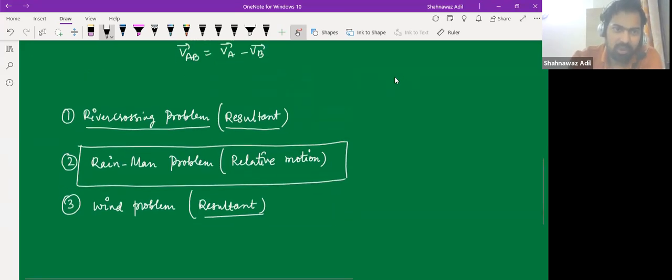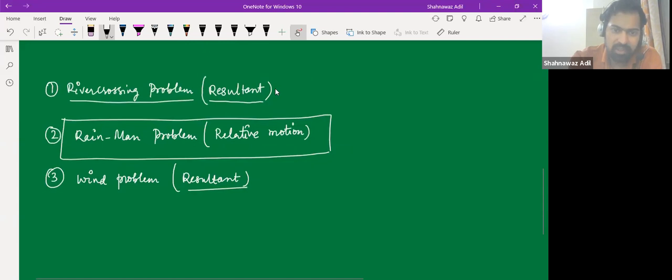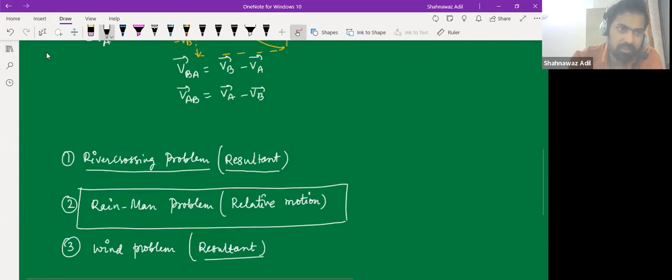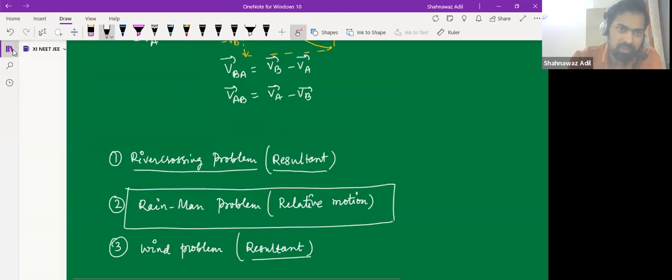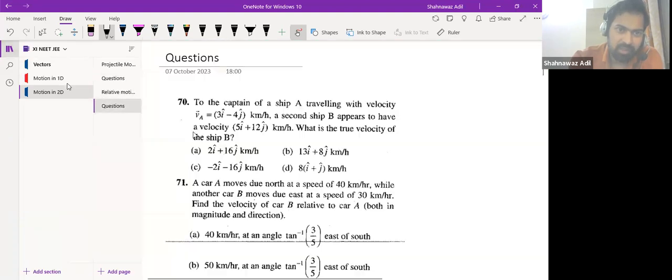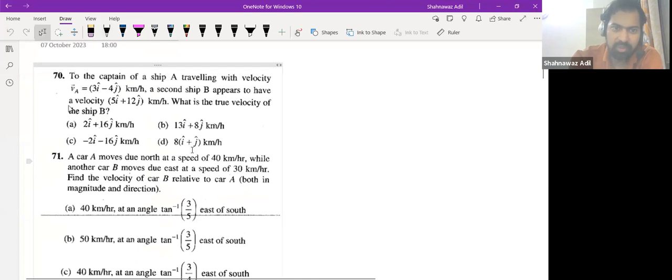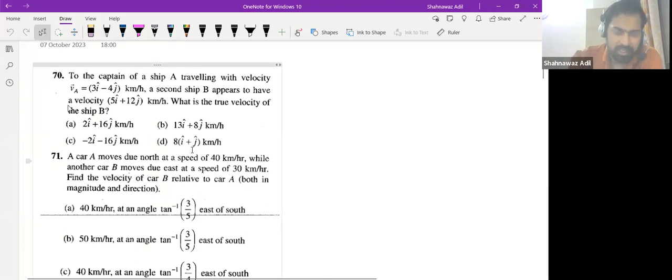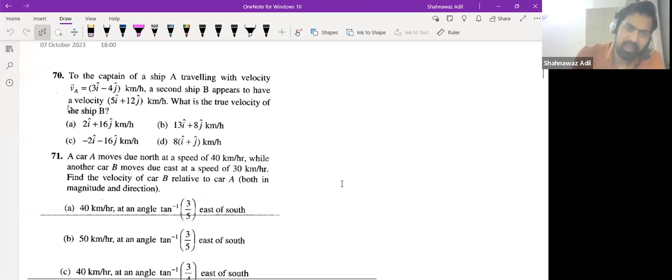So we will do all these problems in this section, but let us do the relative motion first, and then we'll get back to this idea of the river problem and all this. So river crossing problem, then rain man problem, and then wind problem. All these kinds.